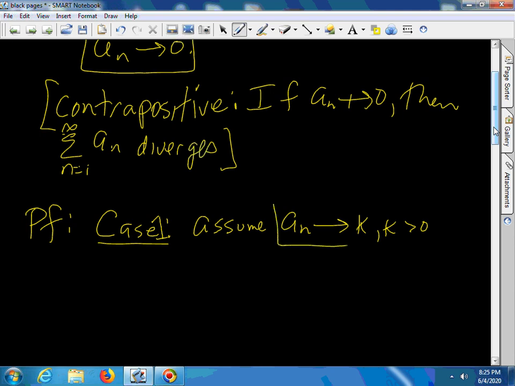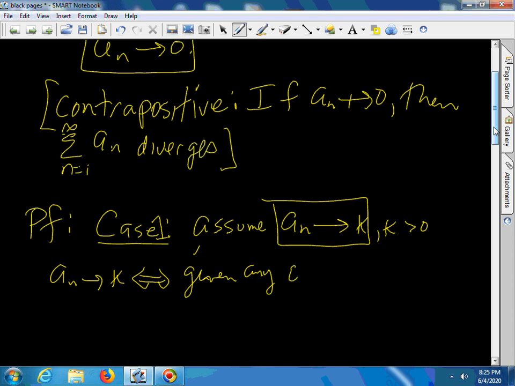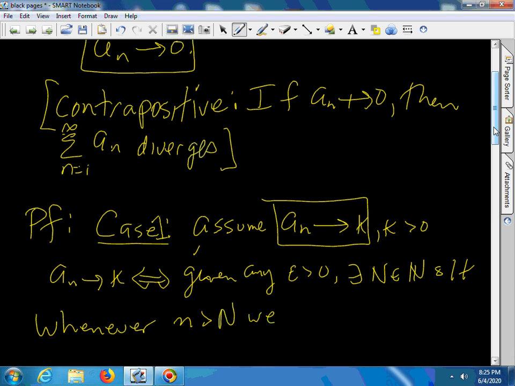So exactly what does this mean? This means, a sub n approaching k is the same as: given any epsilon greater than 0, there exists a capital N in the natural numbers such that whenever n is bigger than capital N, we always have that the absolute value of a sub n minus k is less than epsilon.